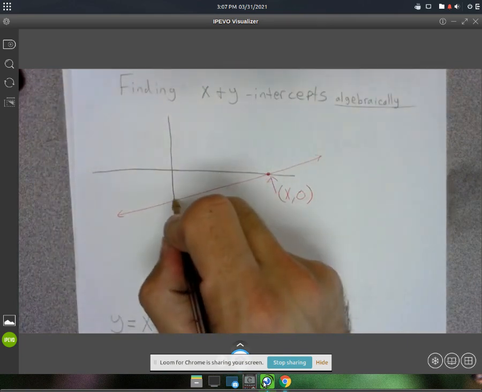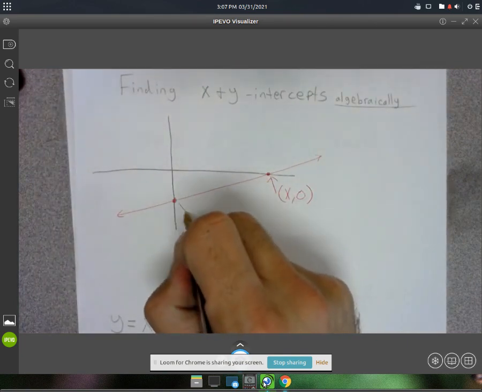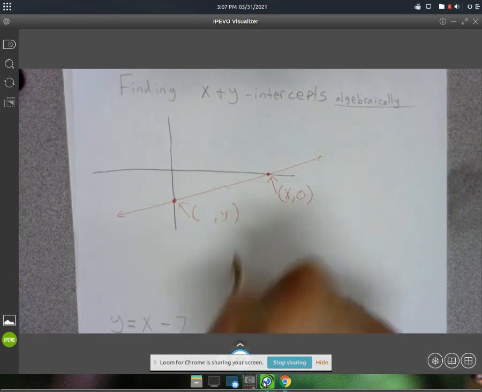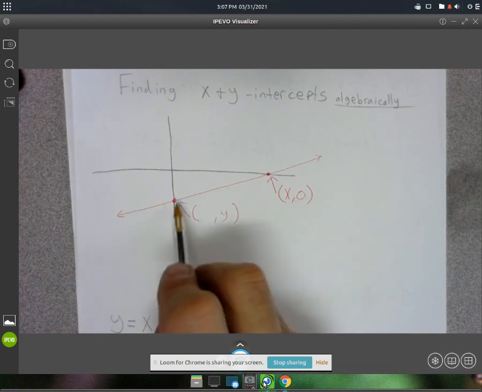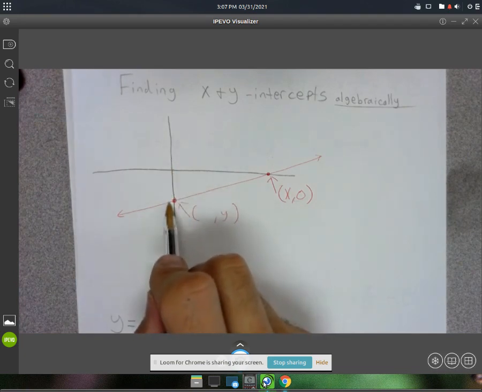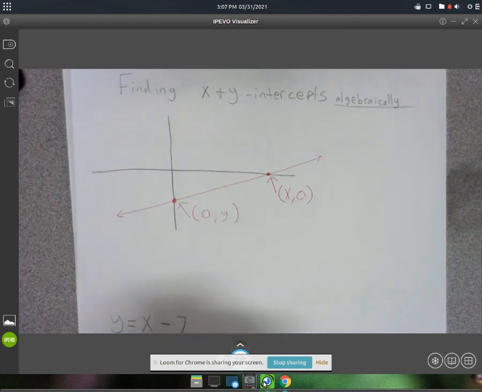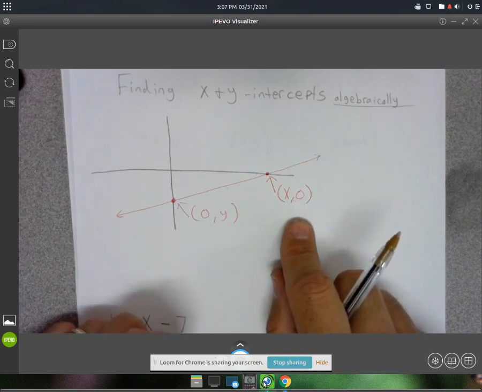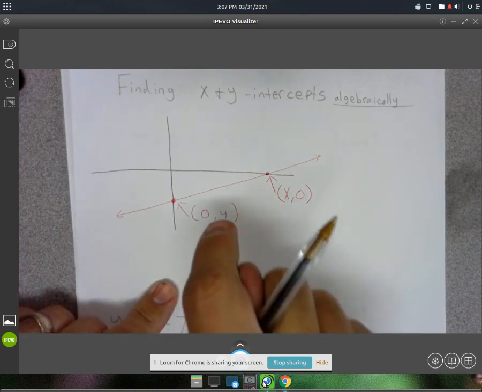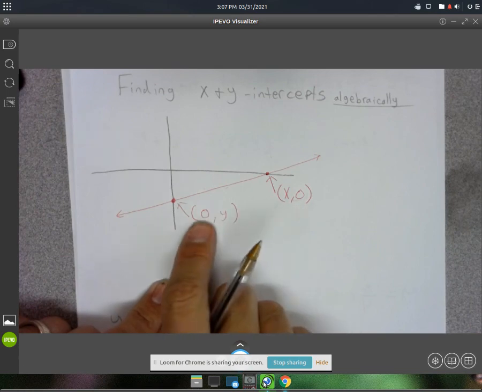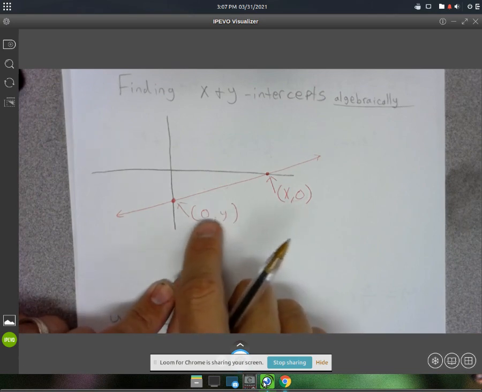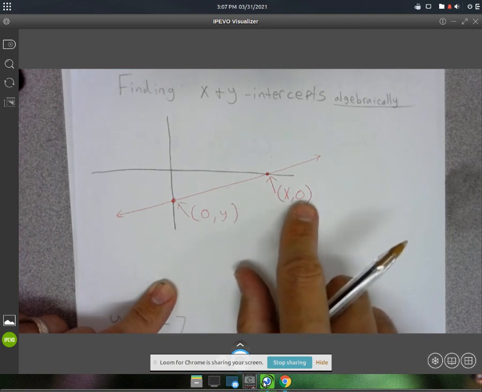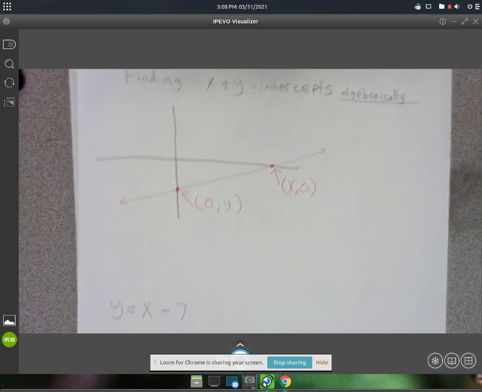On the y-intercept, same idea. I don't know how far down it is, I don't know what the actual y-intercept of that spot is, but I do know that the x value there is 0. And so this is the relationship that's always going to be true for your x and y intercepts. For the y-intercept, you're going to plug in 0 for x. And if you want to find the x-intercept, you're going to plug in 0 for y. All right, let's go ahead and do this.